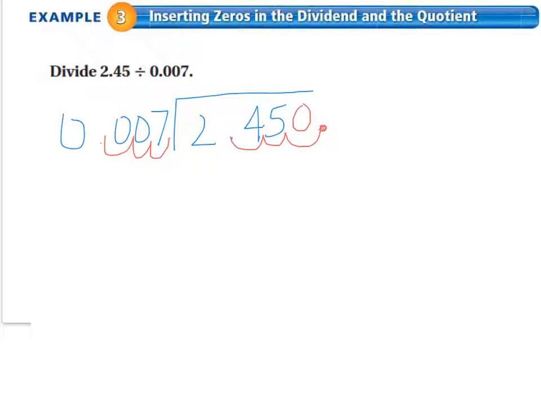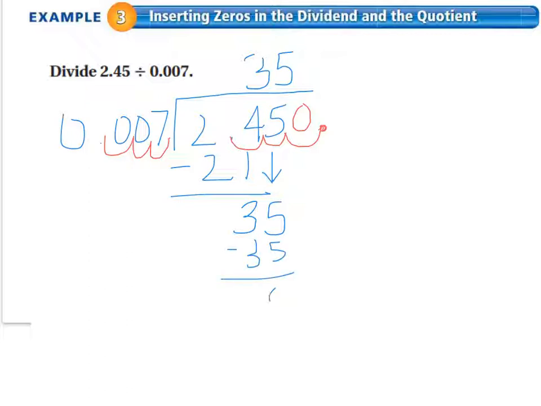There are no groups of 7 in 2, but in 24 there are 3 groups of 7. 7 times 3 is 21. Subtracting would give me a 3. Bringing down that next 5. 7 into 35 would go 5 times. 7 times 5 is 35. Subtracting and bringing down my last 0. There are no groups of 7 in 0. Multiplying, subtracting, nothing more to bring down.